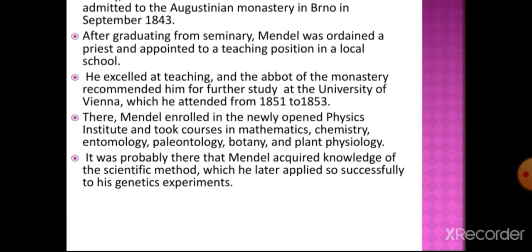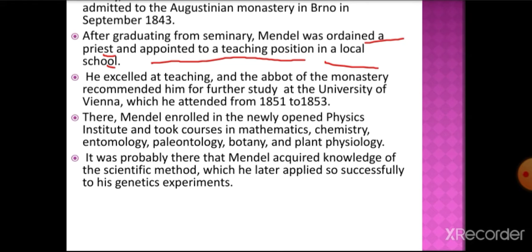So Mendel was born in what is now a part of Czech Republic, and although his parents were simple farmers with little money, he was able to achieve a good education. He was admitted to Augustinian monastery in Brno in September 1843. After graduating from seminary, Mendel was ordained a priest. Of course, in a monastery, he was ordained as a priest and appointed to a teaching position in a local school. So he became a teacher, and he was a good teacher.